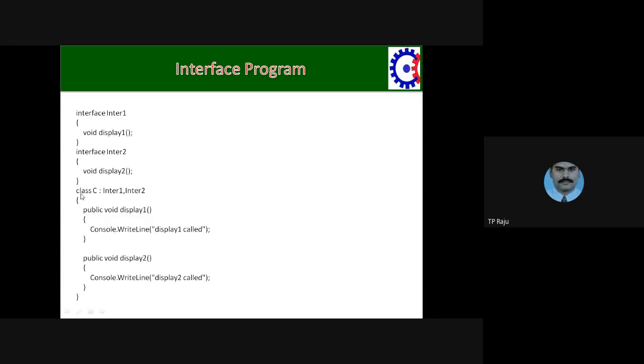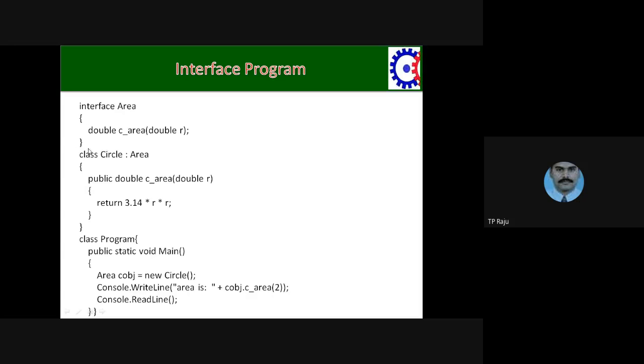If you see one more program here, you are creating an interface. Inter1 is having one more point I would like to tell you in this previous program. See, while defining the function in the circle class, you wrote public double c_area of double r. The public keyword you wrote. But while you declare in the interface, you are not writing the public keyword.